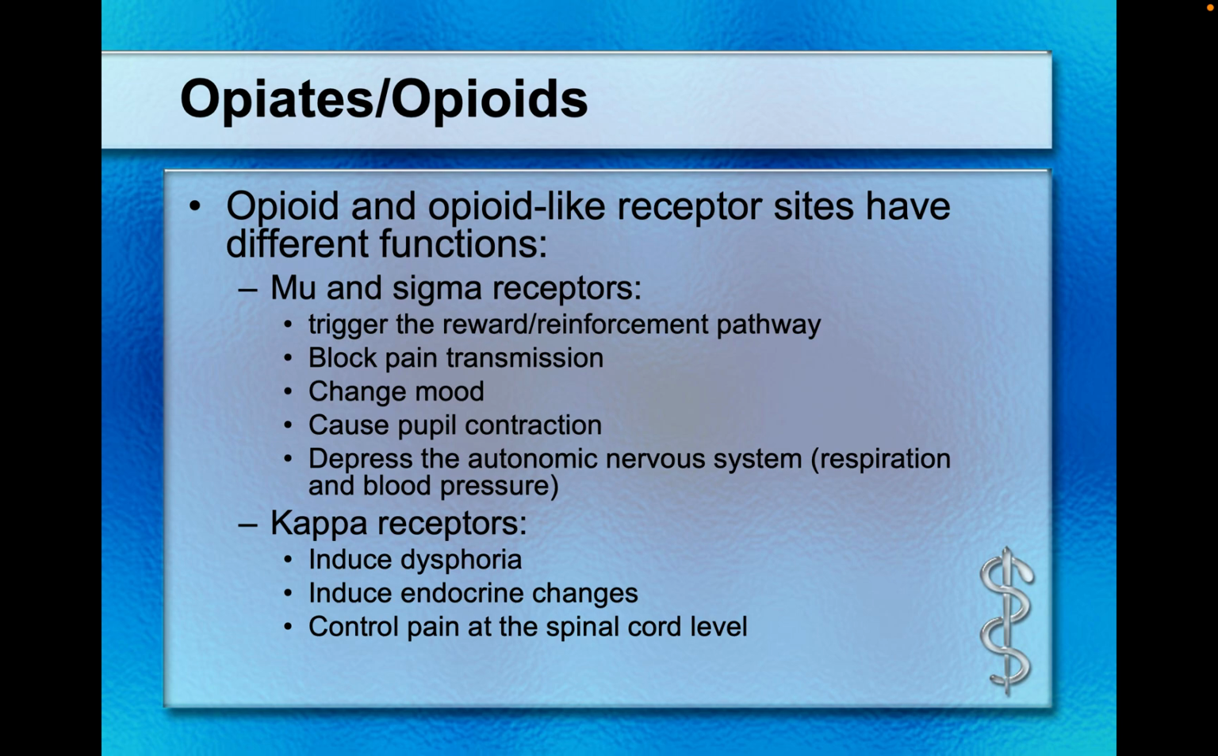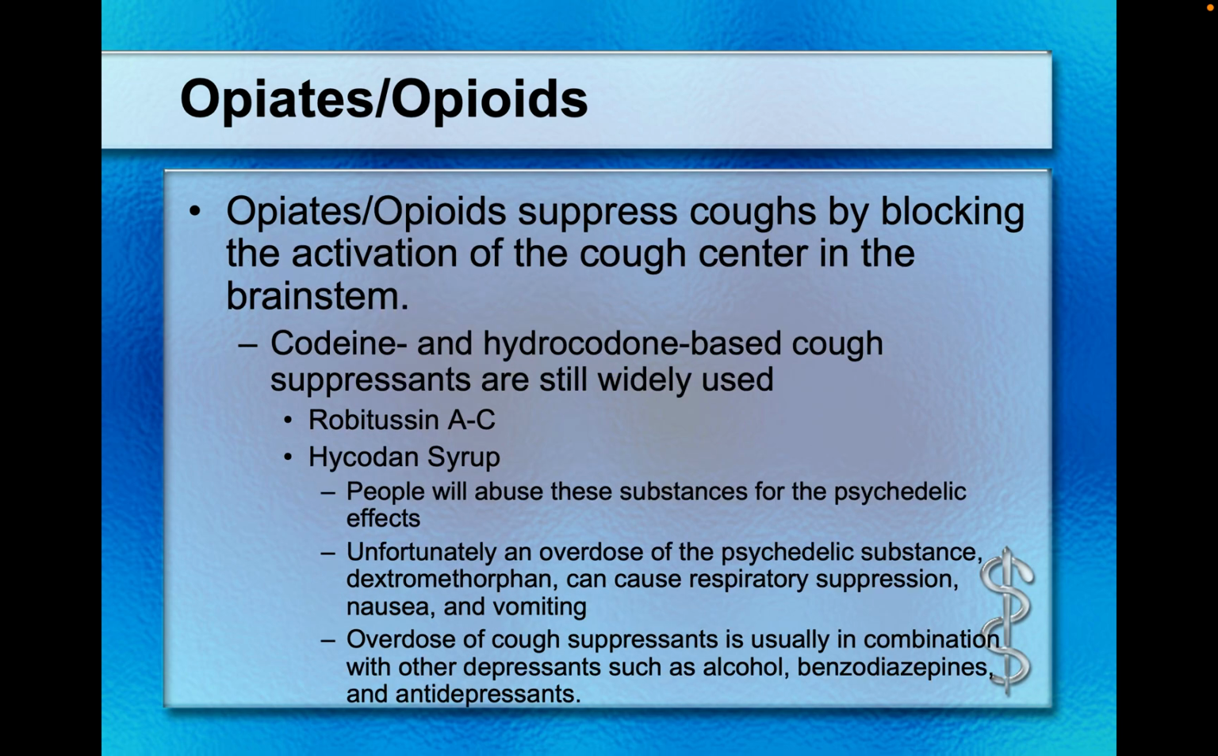Kappa receptors induce dysphoria, they induce endocrine changes, and they control pain at the spinal cord level. Opioids suppress coughs by blocking the activation of the cough center in the brainstem. Codeine and hydrocodone-based cough suppressants are still widely used. They're widely used in Robitussin AC and Hydrocodone syrup. People will abuse these substances for psychedelic effects.